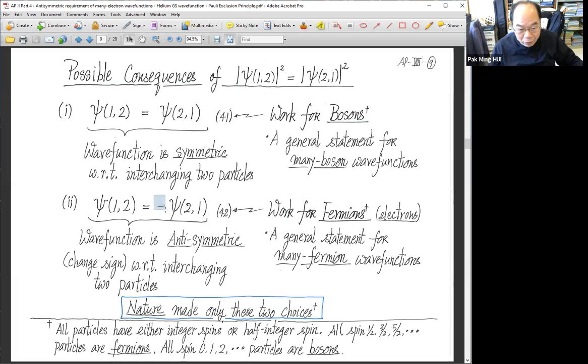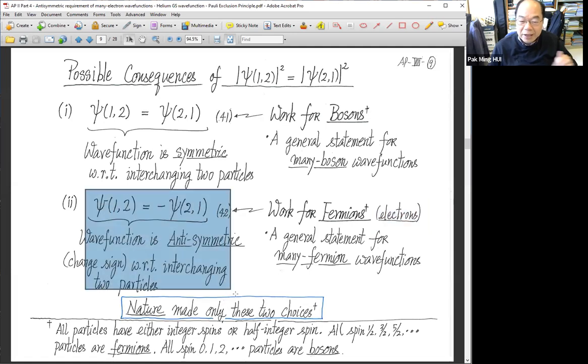And then for this one, with an alpha sign, that is called antisymmetric with respect to interchanging two particles. So what happened to electrons? From my viewpoint, I would say it is an experimental fact, or nature makes a choice. For electrons, all many electron wave functions must satisfy the antisymmetric option.